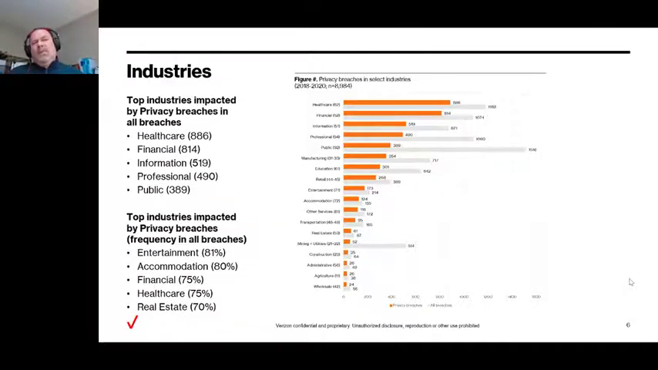When we look at frequency in all breaches, we get a little bit of a different story. Now we're looking at percentages. Entertainment leads the way at 81%, accommodation at 80%, and there we see financial at 75%, followed by healthcare statistically right behind that at 75%, and real estate at 70%. Bottom line is all industries potentially have privacy data, employee data, customer data, and they need to be aware of privacy breaches. But you can see some industries dominate others in terms of overall frequency as well as overall numbers.